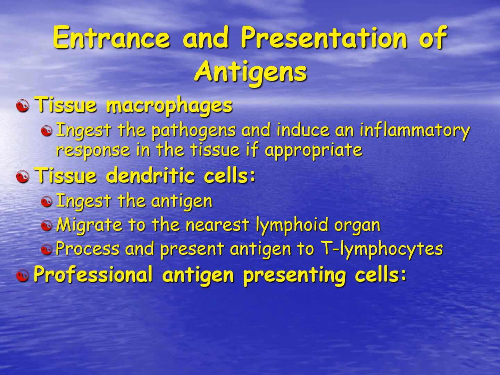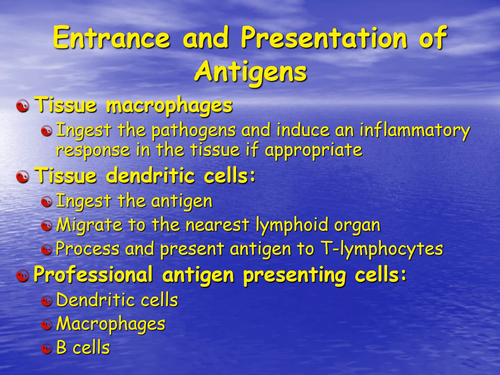So there are three classes of professional antigen-presenting cells: the dendritic cells, any macrophage, and even B lymphocytes can play this role. There are other cells in the body that may be able to present antigens to T helper cells, but that is not their primary function. Whereas with the dendritic cells, macrophages, and the B lymphocytes, this is actually part of what they do on a regular basis.